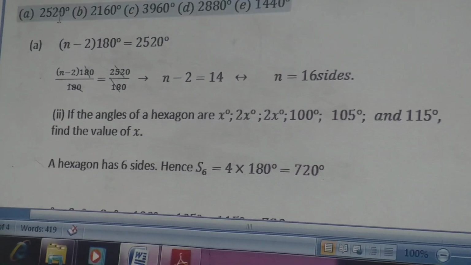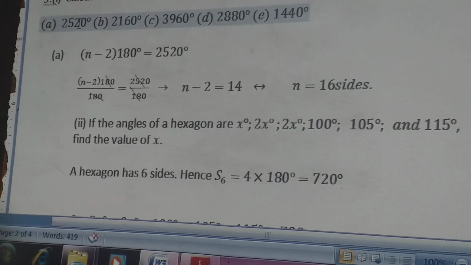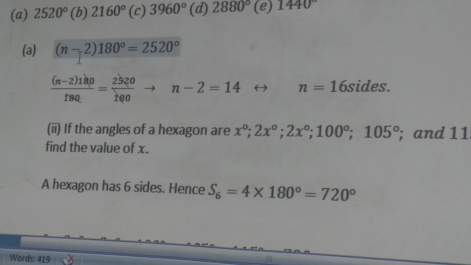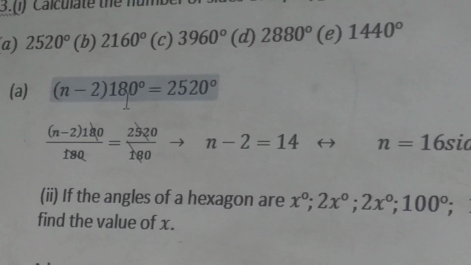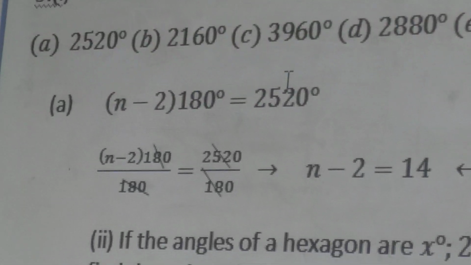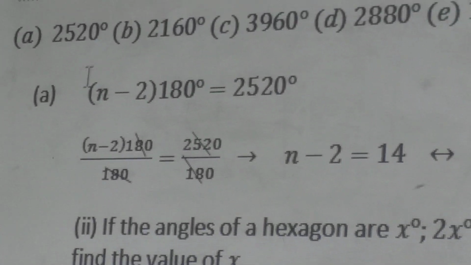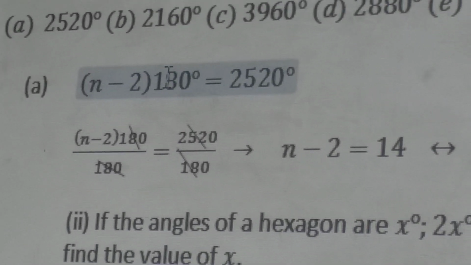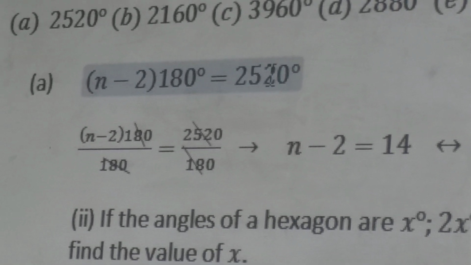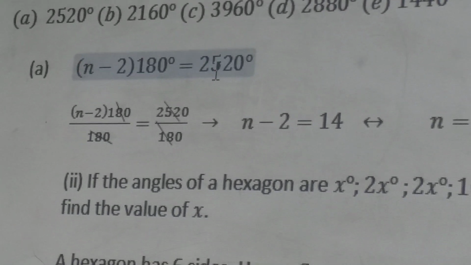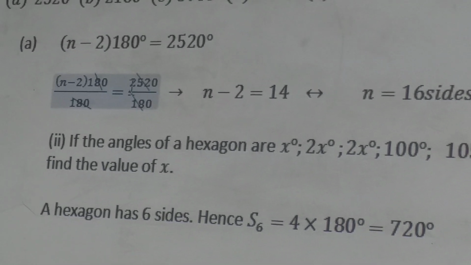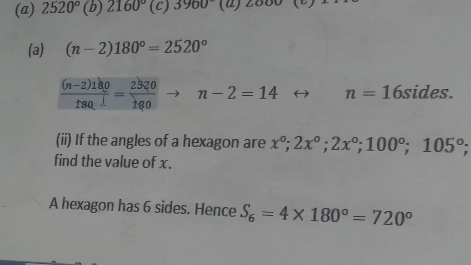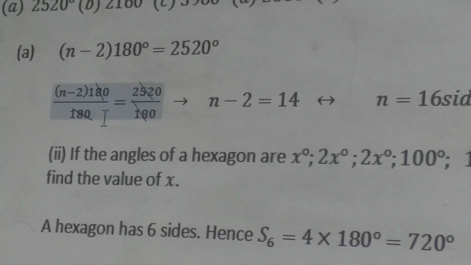I'm going to repeat this. Given the sum of interior angles, you are supposed to write down the expression for the sum of interior angles, then you equate it to the given sum. Like this, we say sum of interior angles is given as (n minus 2) times 180, and we equate it to 2520, which we are given as the sum. So when we equate it, we have formed an equation. We solve the equation by making n the subject. How do we make n the subject?